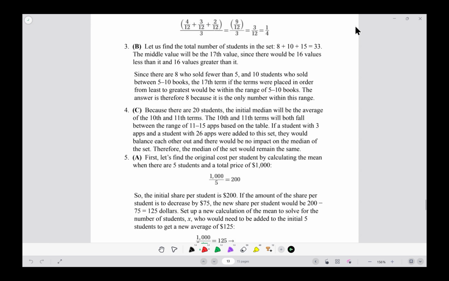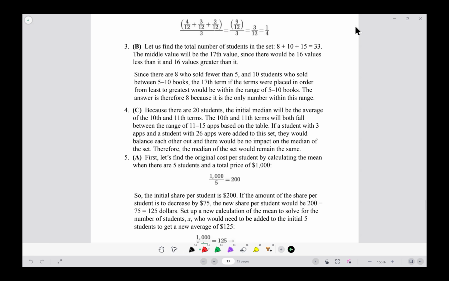Because there are 20 students, the initial median will be the average of the 10th and 11th terms. The 10th and 11th terms will both fall between the range of 10 and 15 apps based on the table. If a student with 3 apps and a student with 26 apps were added to the set, they would balance each other out and there will be no impact on the median of the set. Therefore, the median of the set would remain the same.